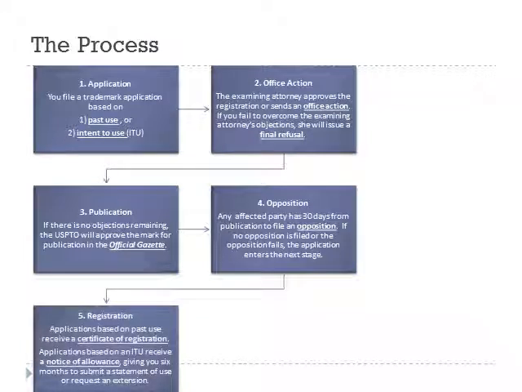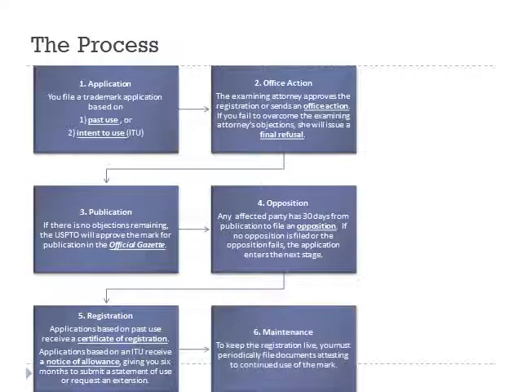So let's assume that things go well, nobody opposes it. The next thing that happens is, well, you're done in some cases. If you've applied for a registration based on past use, you will get a certificate of registration, which you can frame or put under your pillow or do whatever you like with. If you filed an ITU, then what you'll receive is a notice of allowance, meaning, okay, we approve this, but you haven't used it in commerce yet, so you still have to, within the time limit, prove that you've used the mark in commerce.